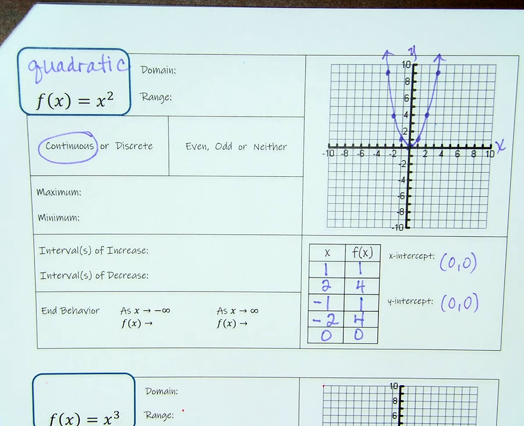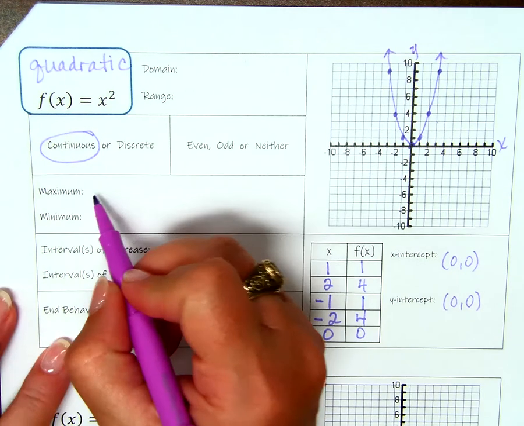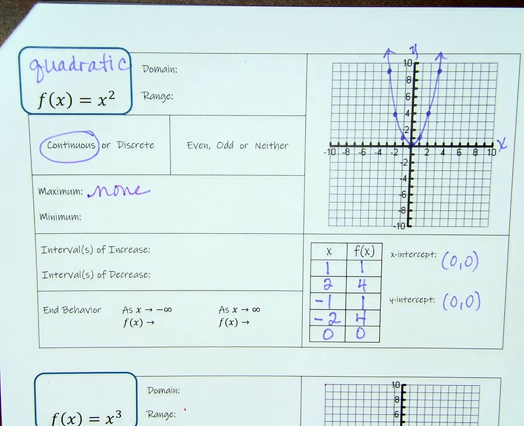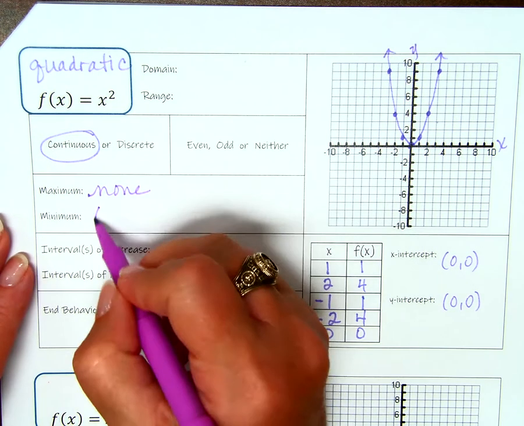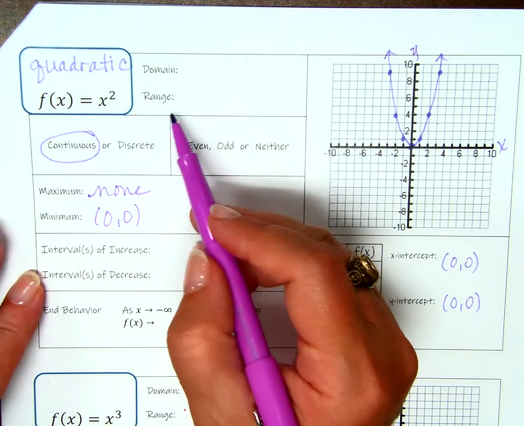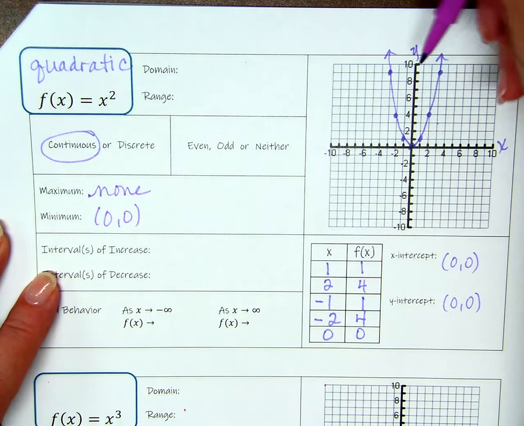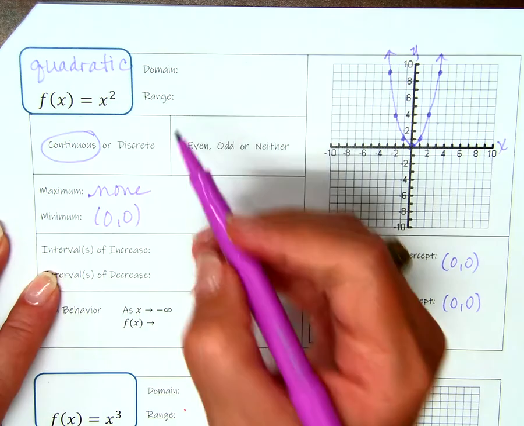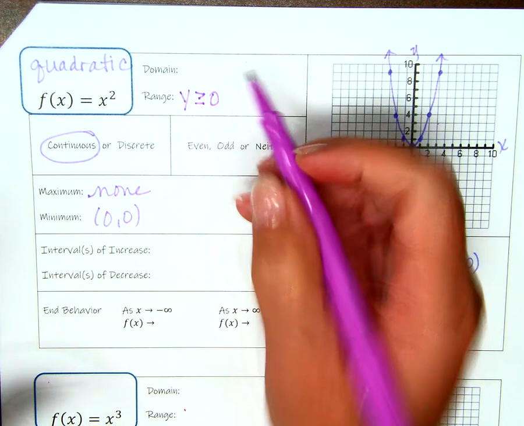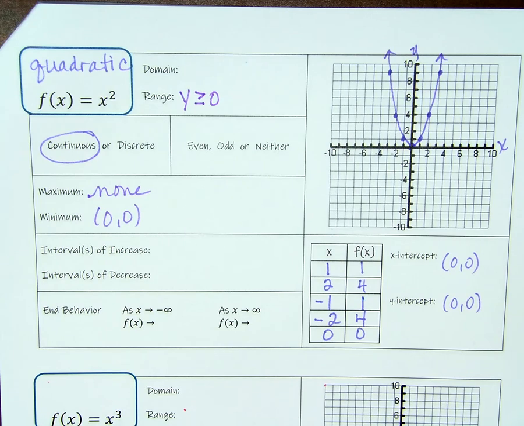What's the maximum point of this graph? Yeah, there's not one, is it? Because it keeps going. Okay. What's the minimum point on this graph? Oh, 0, 0. Nice. What does that also tell us something about? Yeah, the range, right? That tells us something about the range. If the lowest point is 0, 0, that means my y values have to be greater than or equal to 0 if I'm writing it in inequality notation, right?